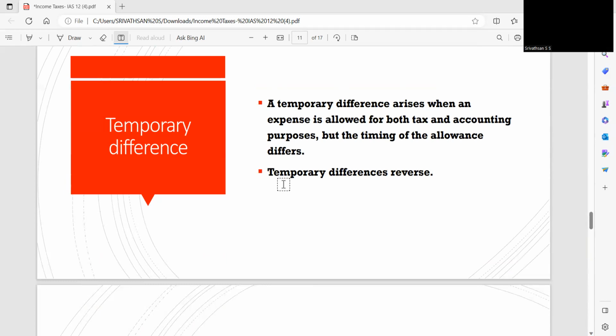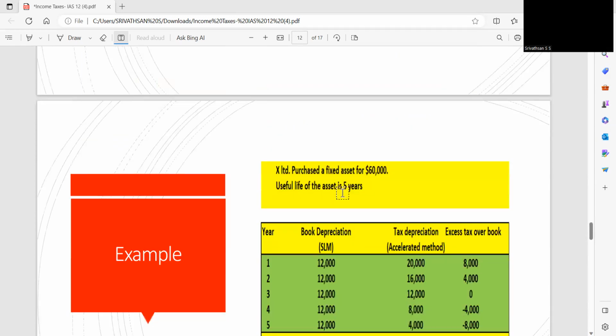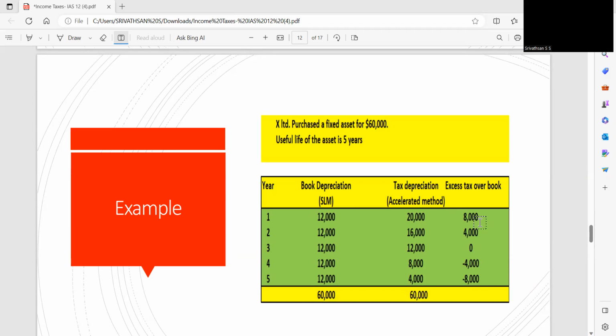Here it is said that the temporary differences reverse. There is a temporary difference of 8,000 in the first year, and it is reversed in the fifth year: positive 8,000 here and negative 8,000 there, so it is netted off. In the second year there is a temporary difference of 4,000, whereas in the fourth year there is negative 4,000, so it is netted off. At the end of the fifth year, the total of the temporary difference will be 0. Now let's see how this temporary difference creates a deferred tax asset or a deferred tax liability.